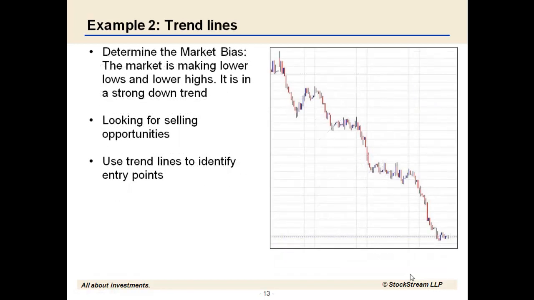Let's look at another example. In this case, the market bias is clearly lower, as indicated by the formation of a series of lower highs. Thus, we should be looking for selling opportunities. We will use trend lines to identify a trading strategy.